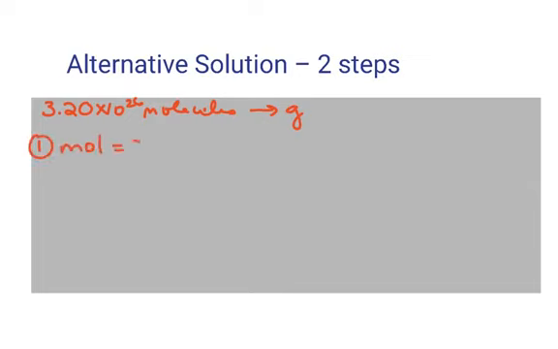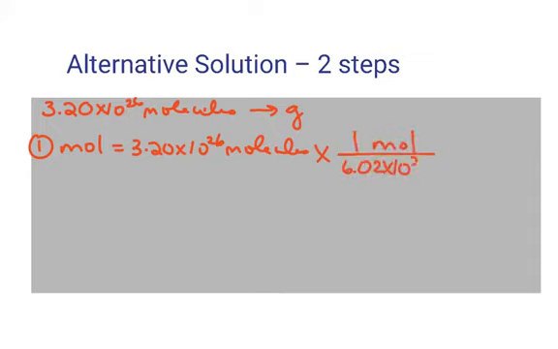Moles equals 3.20 times 10 to the 26 molecules. Using our first conversion factor, I can put moles on top, Avogadro's number on the bottom. That will get rid of my molecules unit, leaving me with 531.56 moles. That's just the first step. You'll notice I've got extra digits there. That's fine because again, I'm not at the end point. I don't need significant digits until the very last piece.